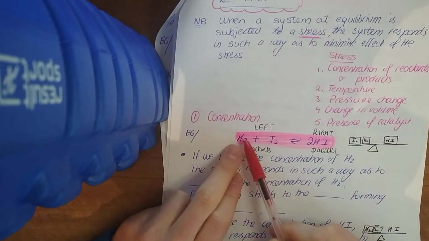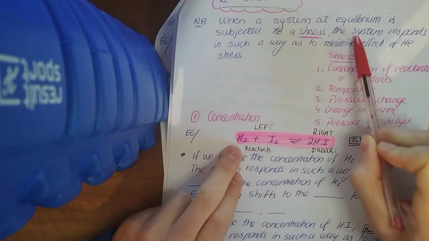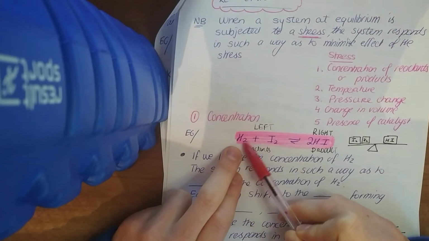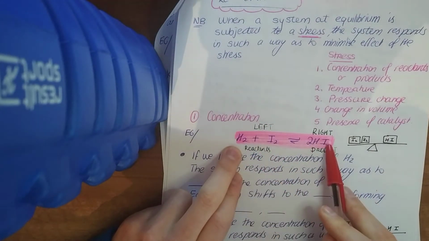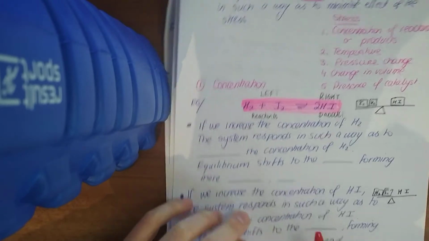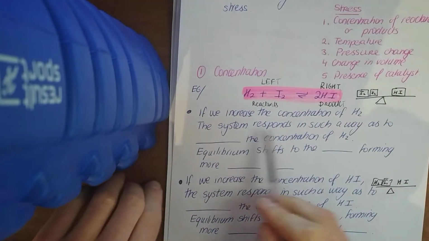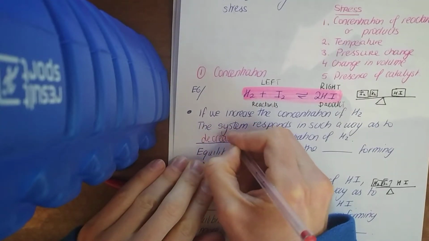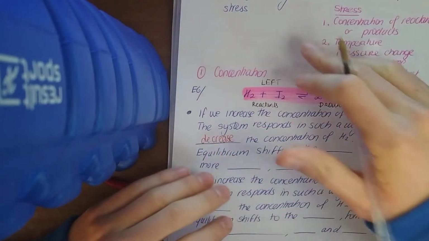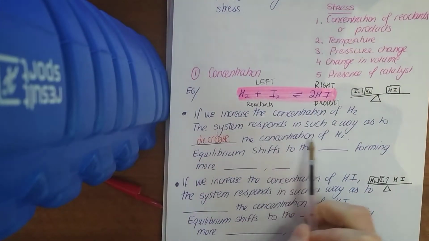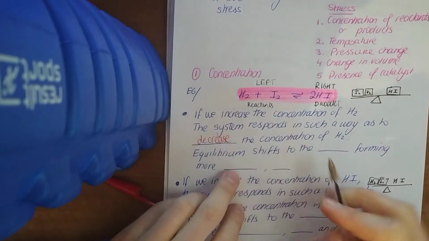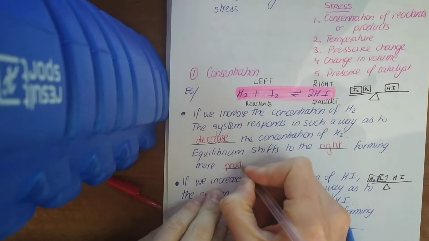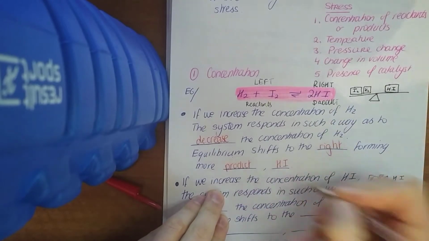So if we increase the concentration of H2, the system responds in such a way as to decrease the concentration of H2. How does it do this? Equilibrium shifts to the right, forming more of our product. So if we increase the concentration of hydrogen, the system responds in such a way as to decrease the concentration of hydrogen, always trying to keep it in balance, opposing, opposite. The concentration of H2, equilibrium shifts to the right, forming more product, and our product here, hydrogen iodide.